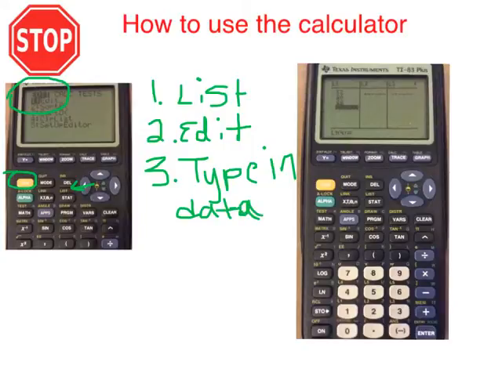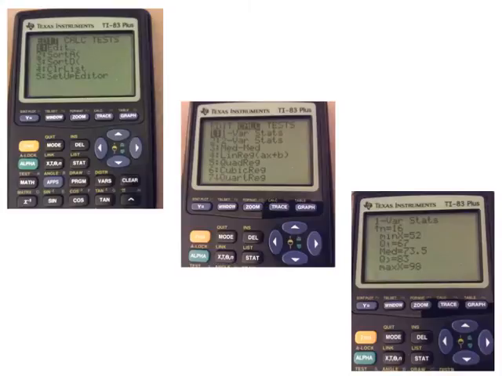Remembering to hit enter every time. The next thing you're going to do, once you have all your data in, is hit stat. Now, instead of hitting second list, you're going to hit stat. You're going to right arrow over.